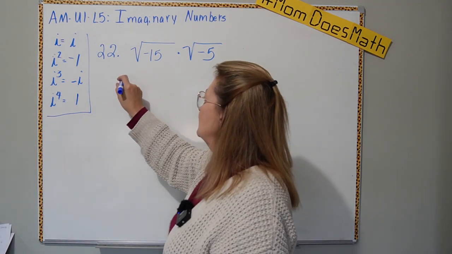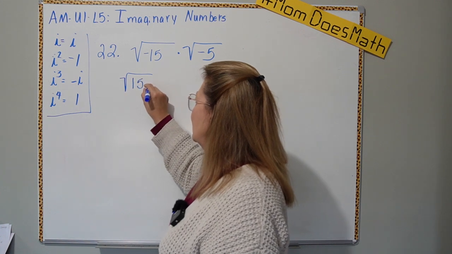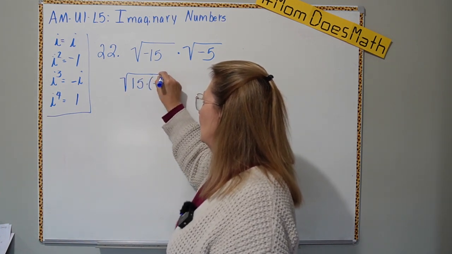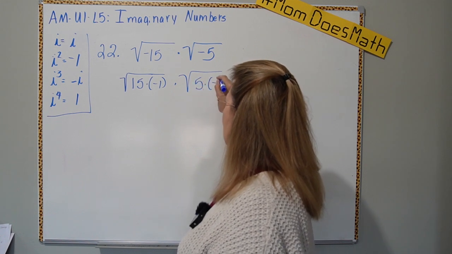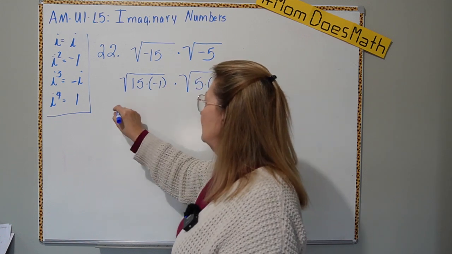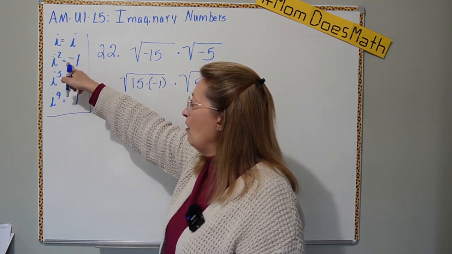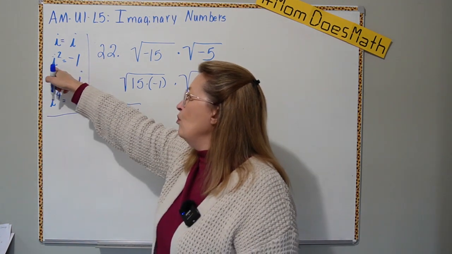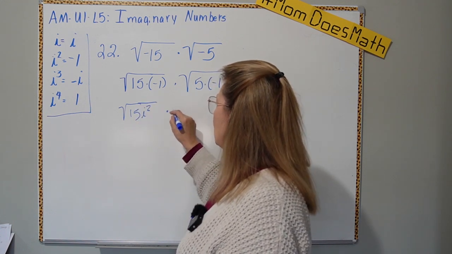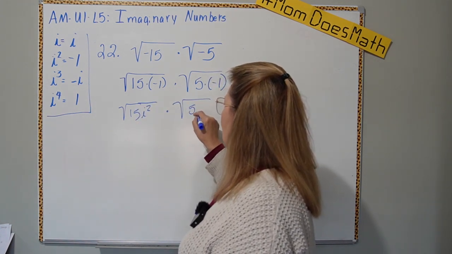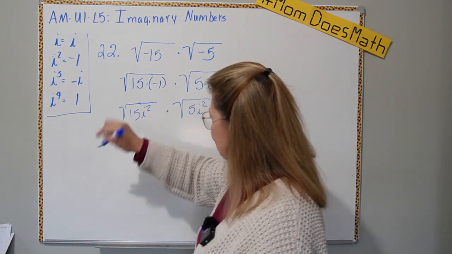So what I'm going to do with this to get rid of the negative, first of all, is I'm going to do 15 times -1. And then over here, I'm going to do 5 times -1. All right, what is -1? Well, recall your powers of i. -1 is equal to i squared. So what this is 15i squared. And what this is 5i squared. All right. Now, what's the square root of i squared? Well, it's just i.